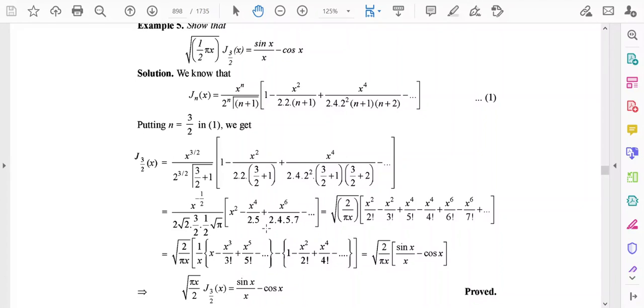But here we have to apply a special trick so that we are able to calculate the value of J 3 by 2 of x. What is the trick? At first we have to simplify the coefficient, that is, the first term. This will become root over 2 by pi x, and there will be 1 by 3 that you have to multiply with the third bracket. So the coefficient is root over 2 by pi x, and this is the series in the third bracket.